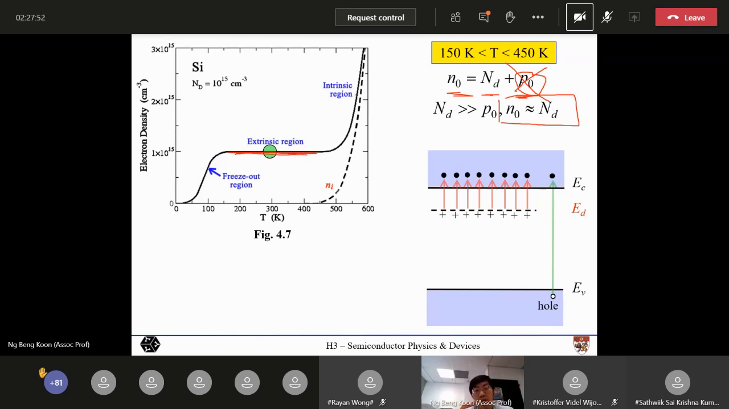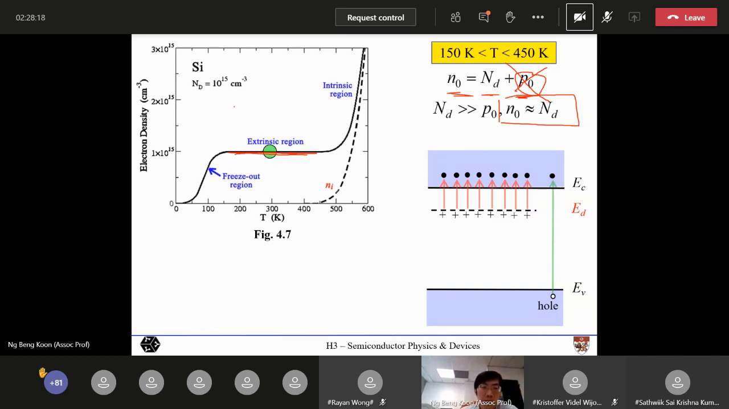Strictly speaking, if you zoom in, you'll see it increasing a little bit, but on a broader scale, it doesn't increase very much. So it's approximately a constant. That's called the extrinsic region, because the concentration of carriers is largely dependent on the impurity atoms. It's behaving like a doped material. So we call this the extrinsic region.